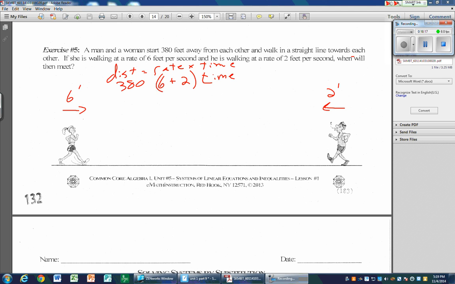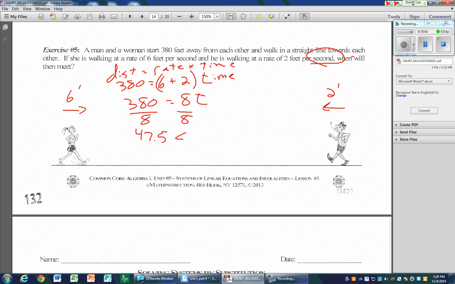So I combine the rate. And then we have 380 feet equals 8t. Divide by 8. Divide by 8. Now, can we have a decimal for time? Of course we can. Because you can have like a half of a second or a quarter of a second, things like that. So it is 47.5 what? Seconds.